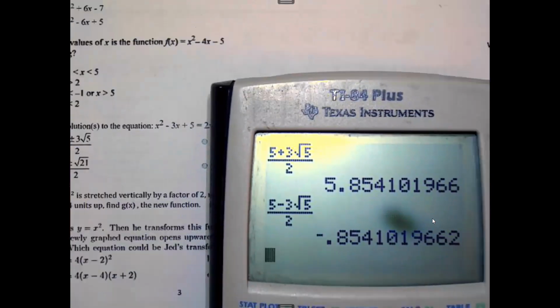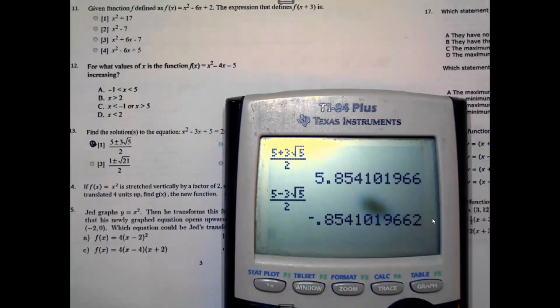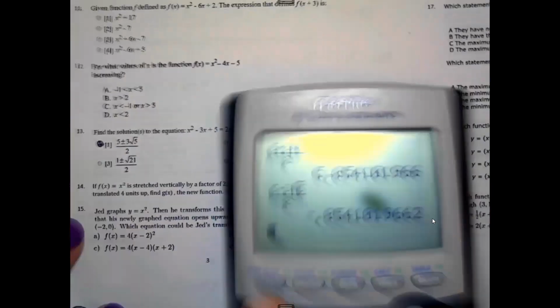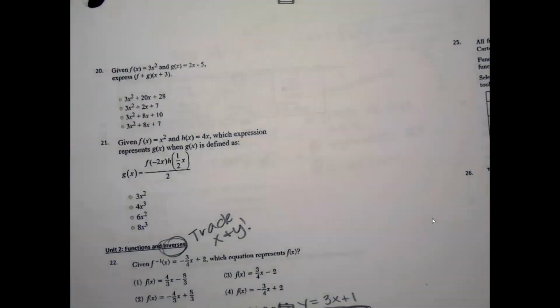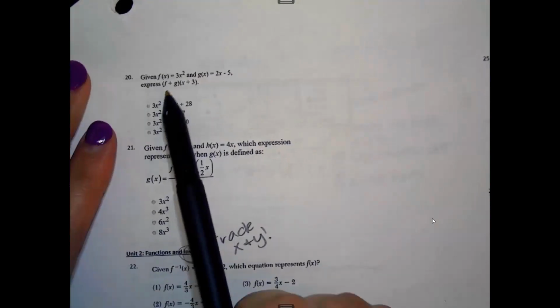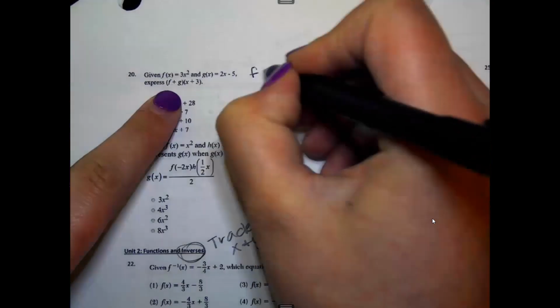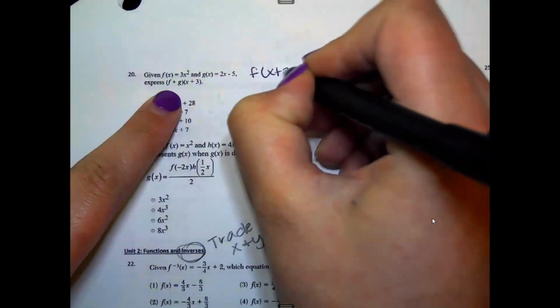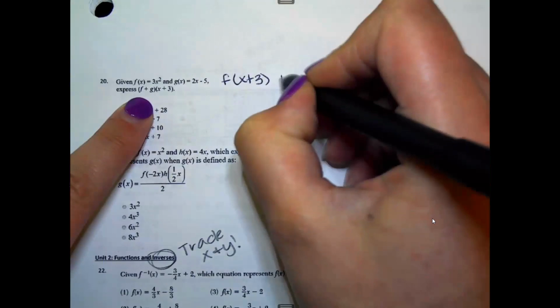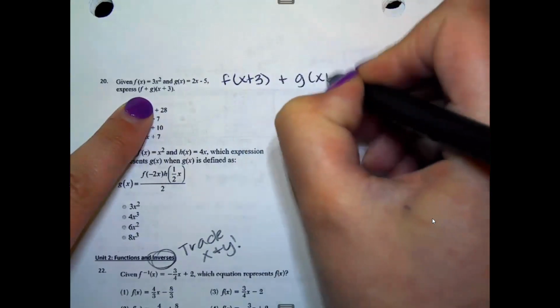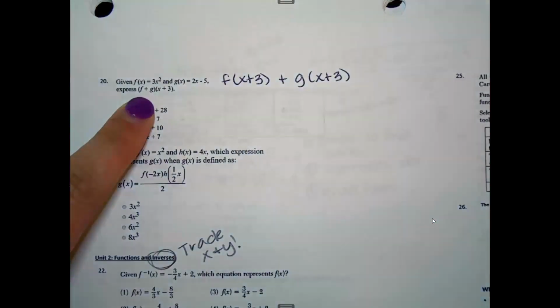All right, the next one I had a request on was number 20, which has that function notation. It says f plus g of x plus 3. So it's telling you what to plug in for x. This notation really means f of x plus 3 plus g of x plus 3. That's what that notation actually means.